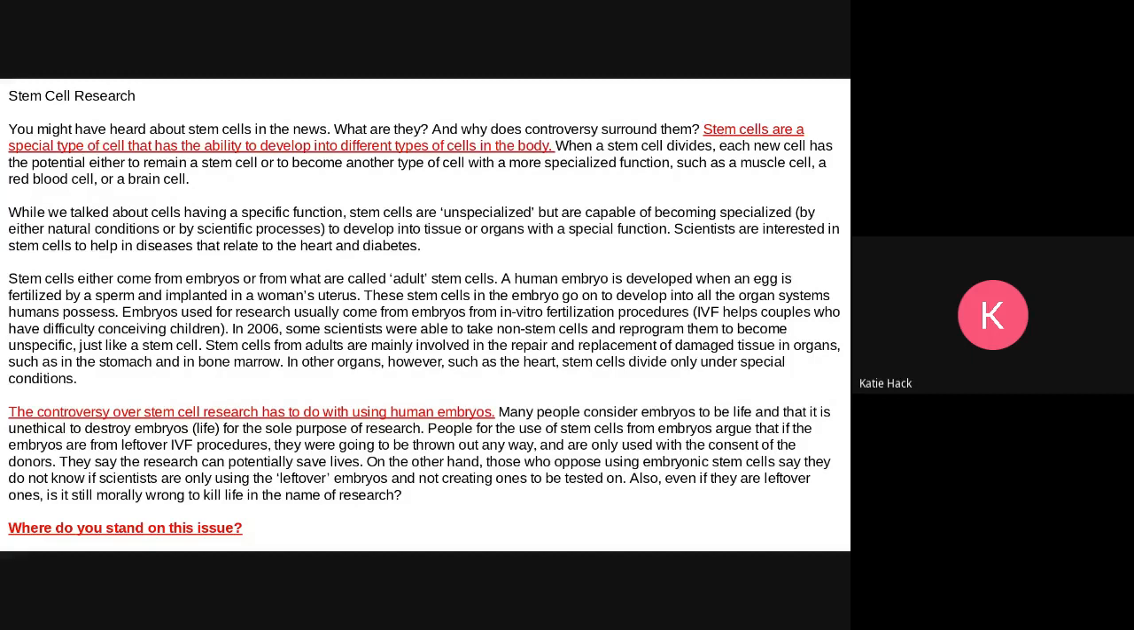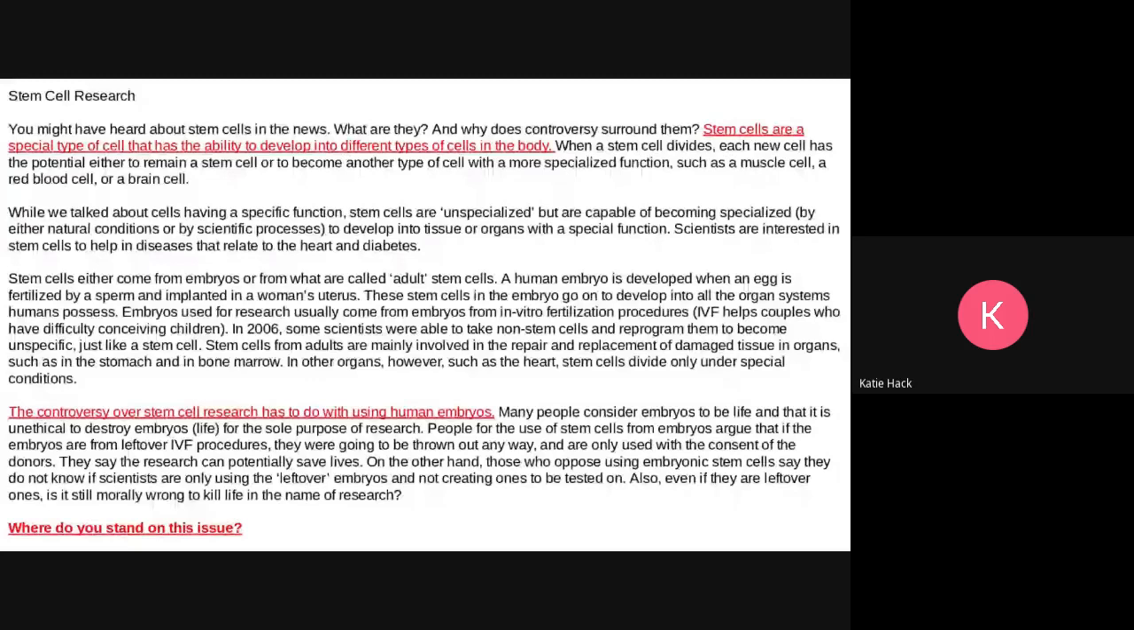So to develop tissue or organs with a special function, scientists are interested in these stem cells to help in diseases that relate to heart and diabetes. Okay, because stem cells, you make them into whatever you want them to be, right? So in order to get stem cells, however, they're going to come from an embryo or from what are called adult stem cells.